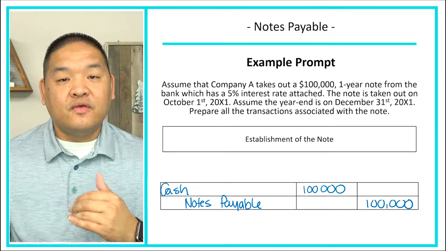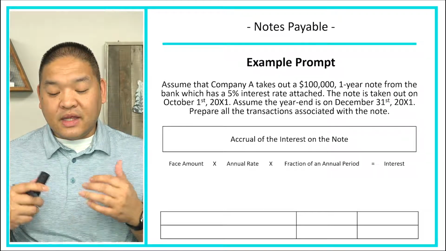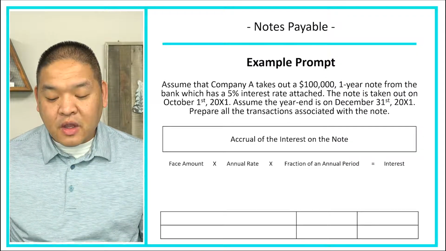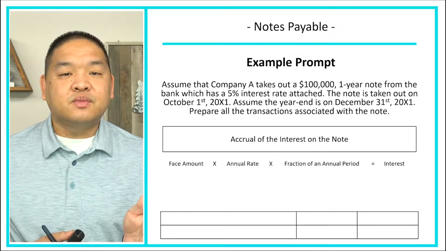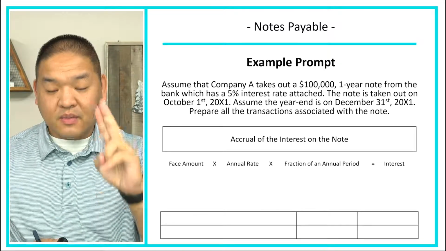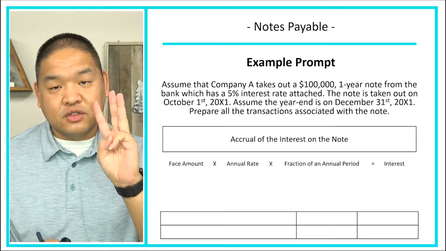So that's what the establishment of the note journal entry would look like. Let's go ahead and move on to the next part of the life cycle. In the next part, we have to accrue the interest on the note. We've borrowed this money for October, November, and December, 3 months, and we're going to need to accrue interest for those 3 months.